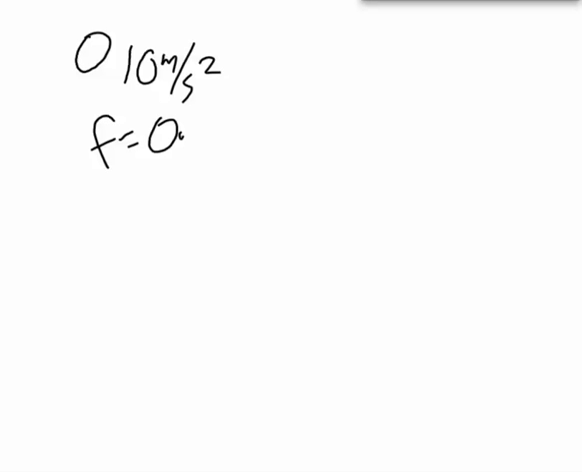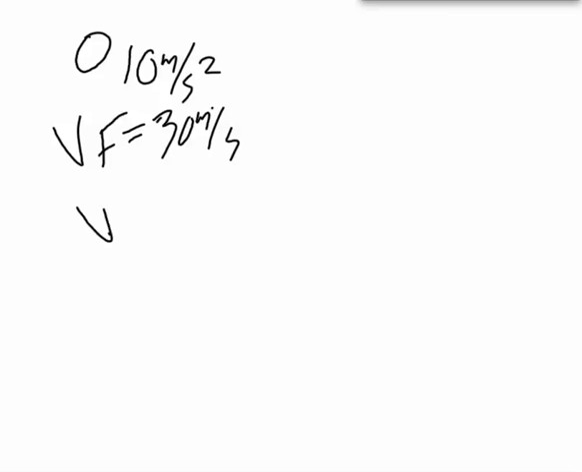And so, Mr. Schuth could say, okay, let's say Mr. Schuth drops an egg from the top of the gym. And it has an acceleration of 10 meters per second squared towards the ground. Let's say the final velocity is going to be 30 meters per second. And the initial velocity was what? 0 meters per second.